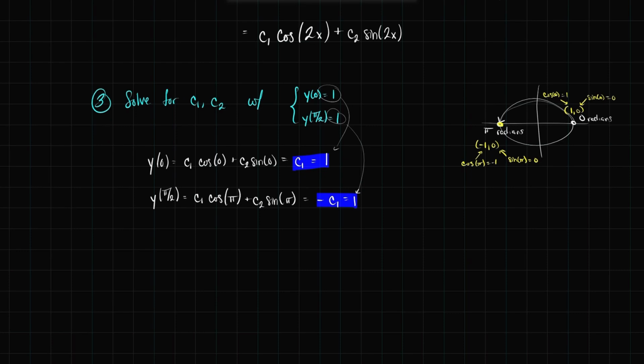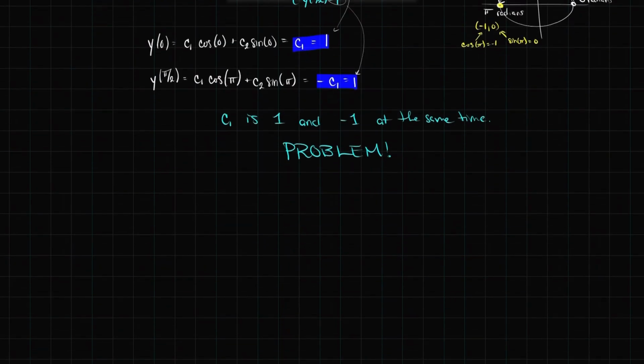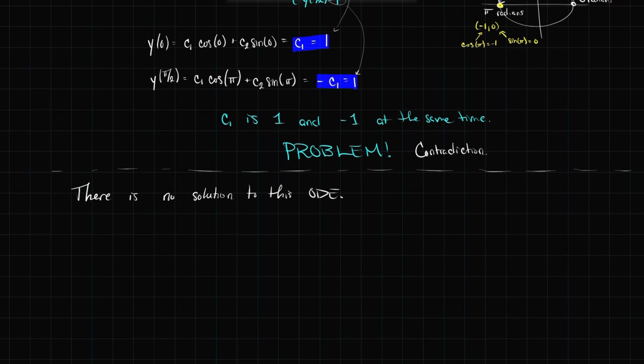Let's examine these two identities. c1 is 1 and negative 1 at the same time. This is a big old problem. And we run into the first case in everybody's career. This is an important thing to note about boundary value problems. There is no solution to this ODE. Because this resulted in a contradiction, there's no solution.